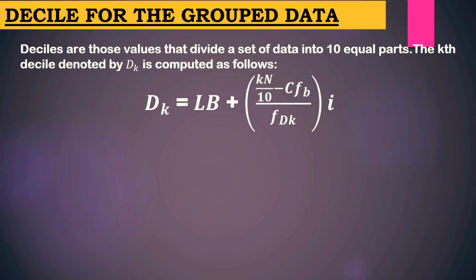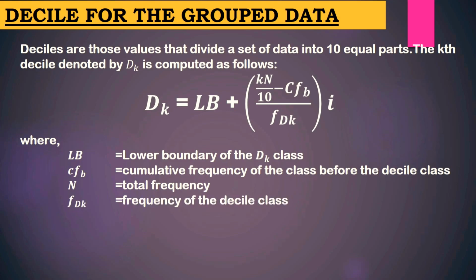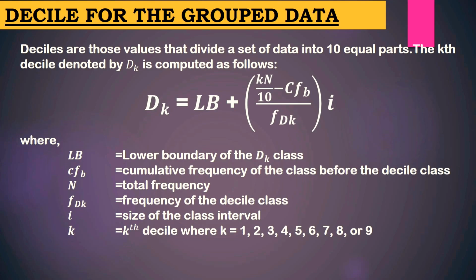That's d sub k equals LB plus the quantity kn over 10 minus Cf sub b, all over f sub d sub k, times I, where LB is the lower boundary of the d sub k class, Cf sub b is the cumulative frequency of the class before the decile class, n is the total frequency, f sub d sub k is the frequency of the decile class, I is the size of the class interval, and k is the Kth decile, where k is either 1, 2, 3, 4, 5, 6, 7, 8, or 9.